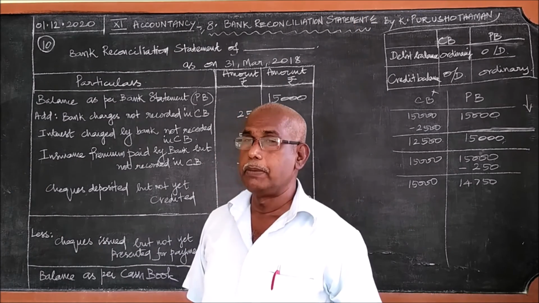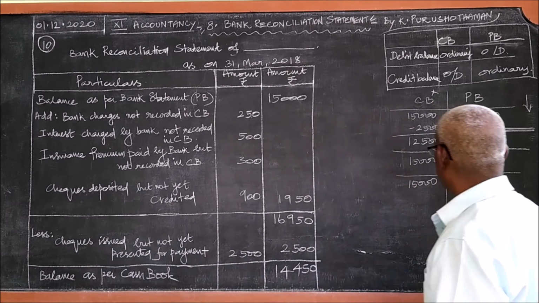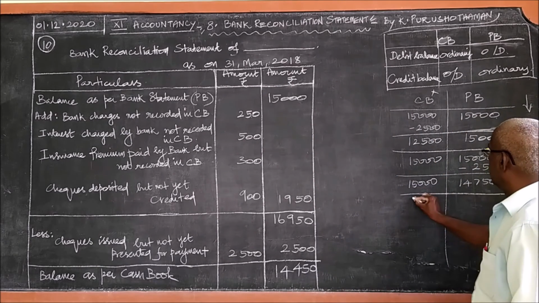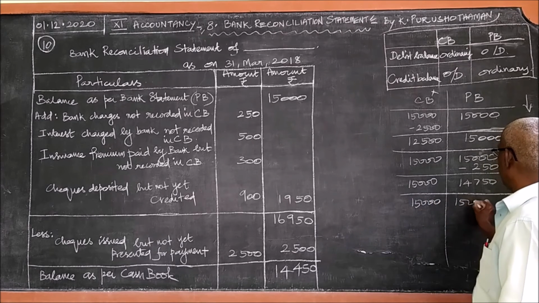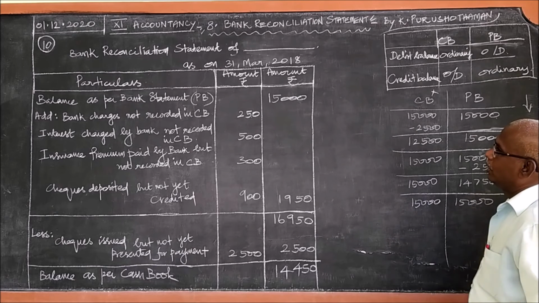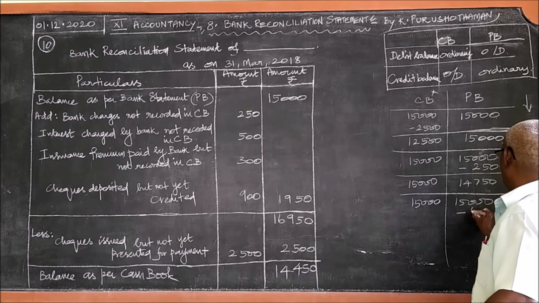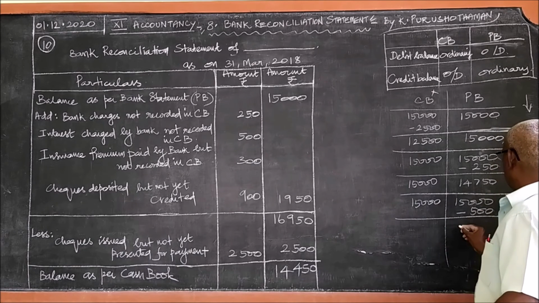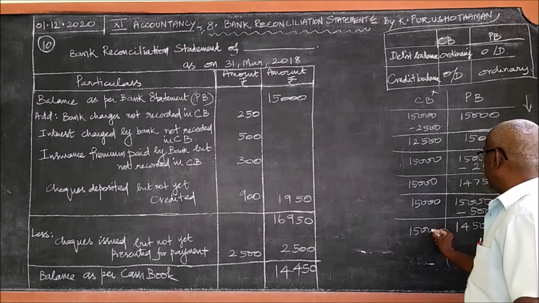Interest charged by bank for some loan, etc. For some loan availed in the bank, the bank is charging some interest. The equal balance 15,500 is charged by the bank. Therefore, it will be minus automatically. Minus 100 also, this becomes 14,500. But in the cash book, this is 15,000 only.